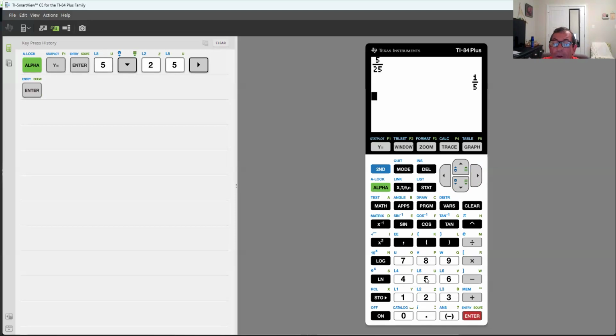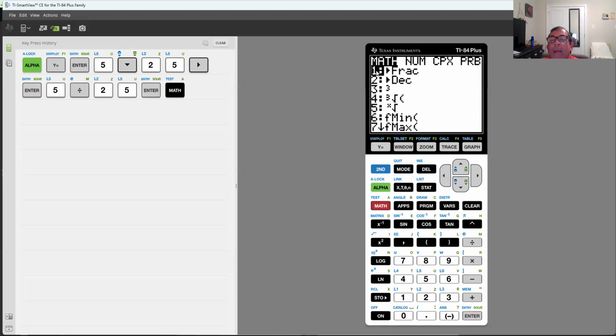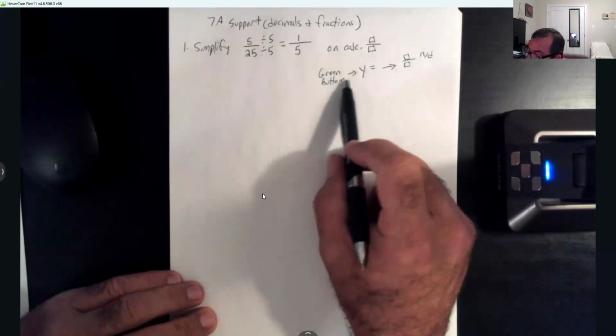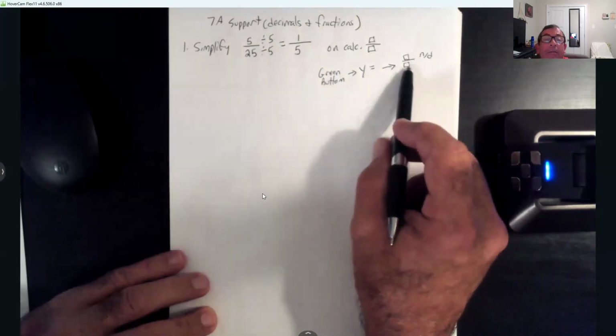The other way you could do it would be 5 divided by 25. That gives you a decimal, and then you would have to hit math and number 1 for fraction. So you would hit enter twice, and it'll give you the 1/5. I think it's easier to just put it in as a fraction. You put it in like this, and it gives you the answer as a fraction, okay?